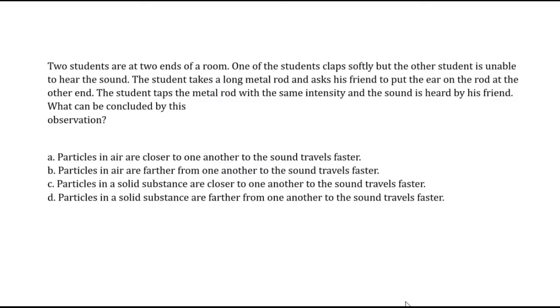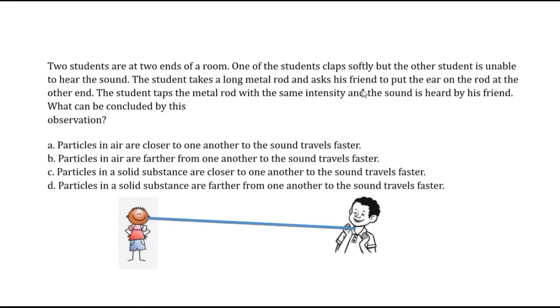Right. The next one. Two students are at two ends of the room. One of the students claps, but the other student is unable to hear the sound. The student takes a long rod and asks his friend to put the ear on the rod at the other end. The student taps the metal rod here. With the same intensity, that sound is heard by his friend. What can be concluded by this observation?